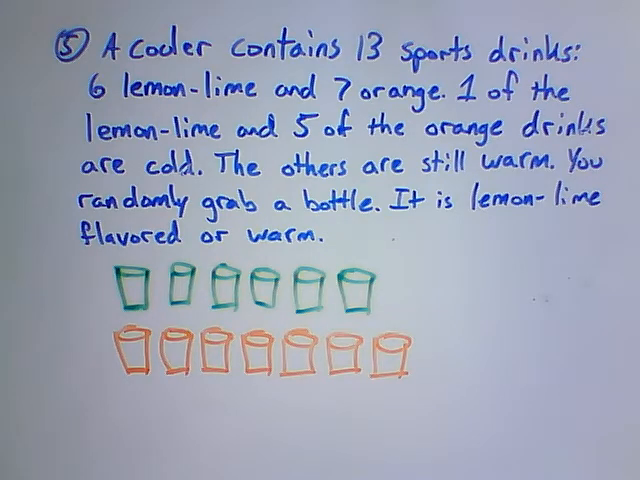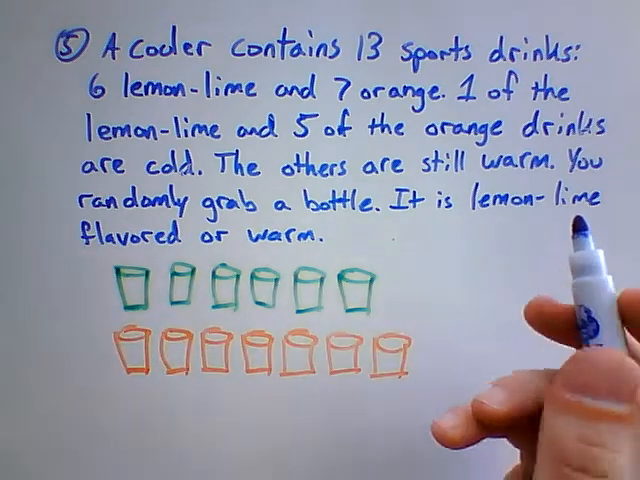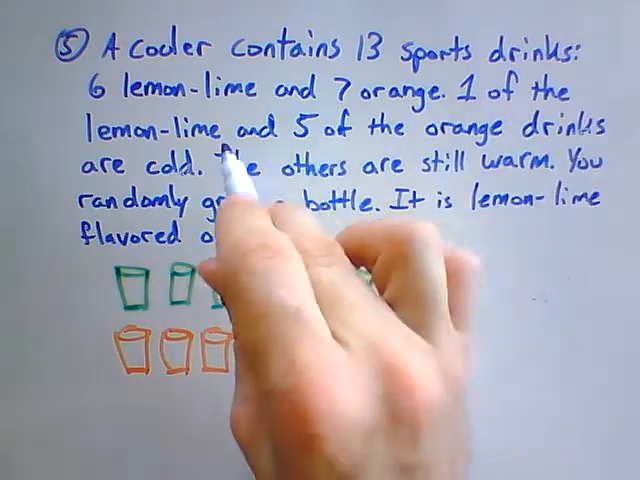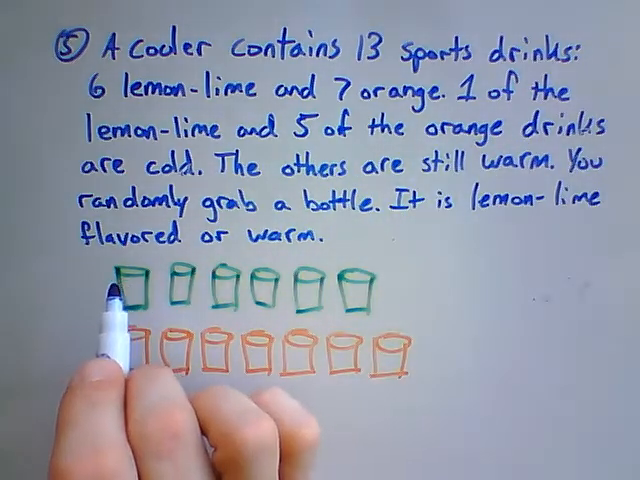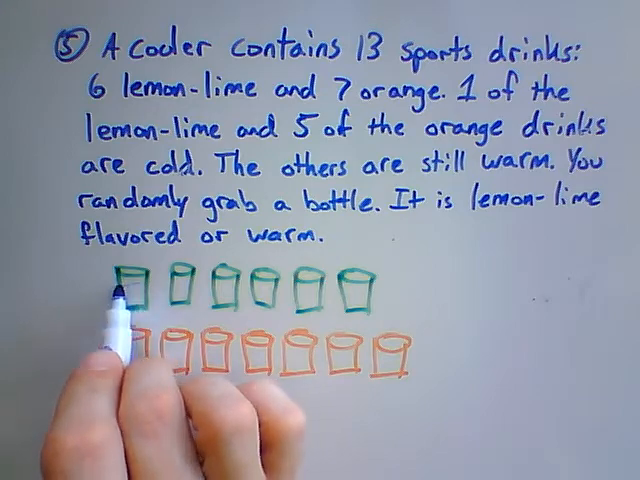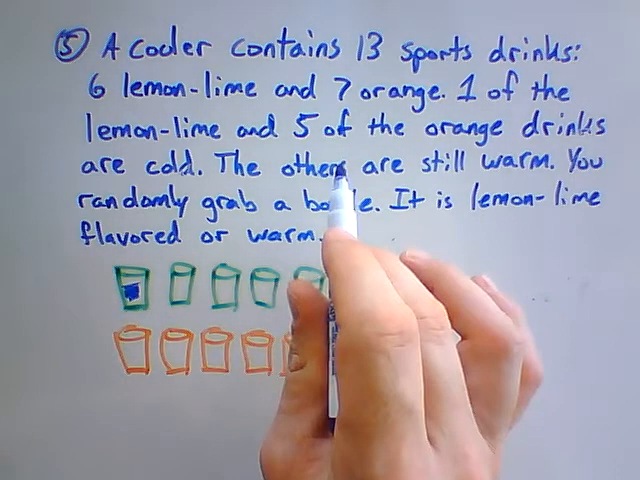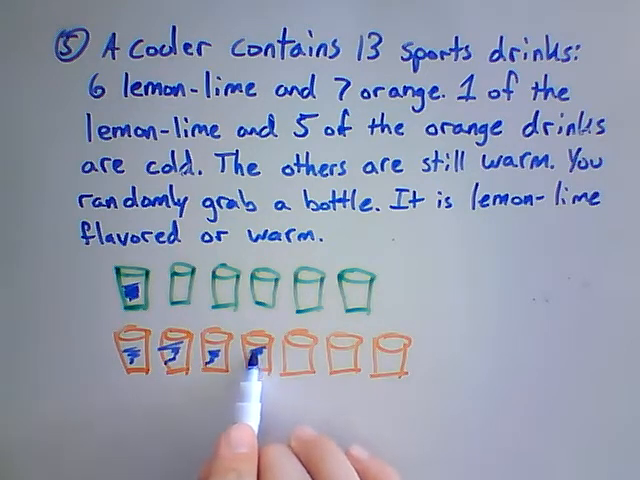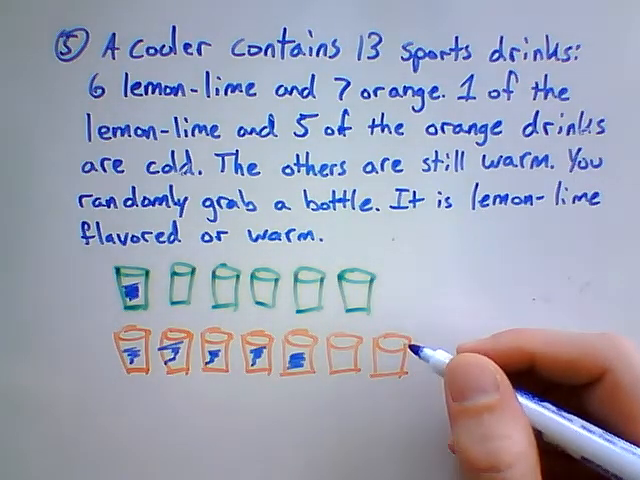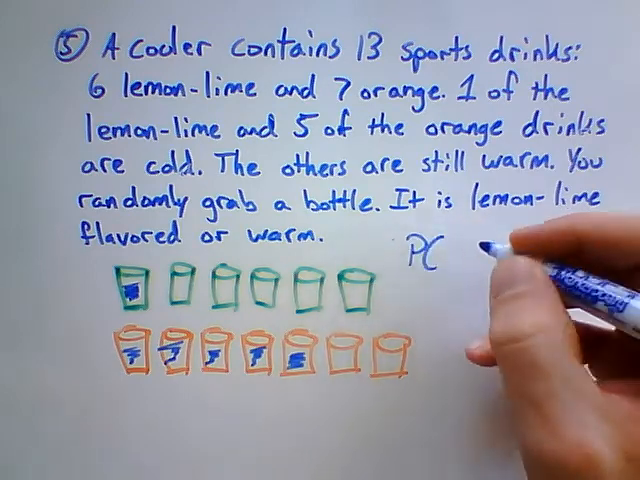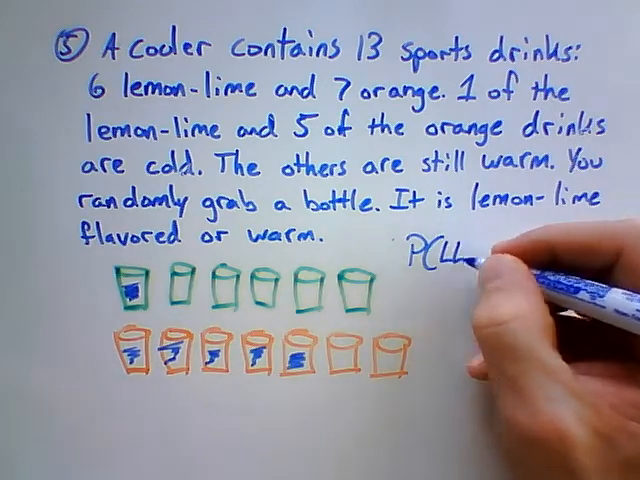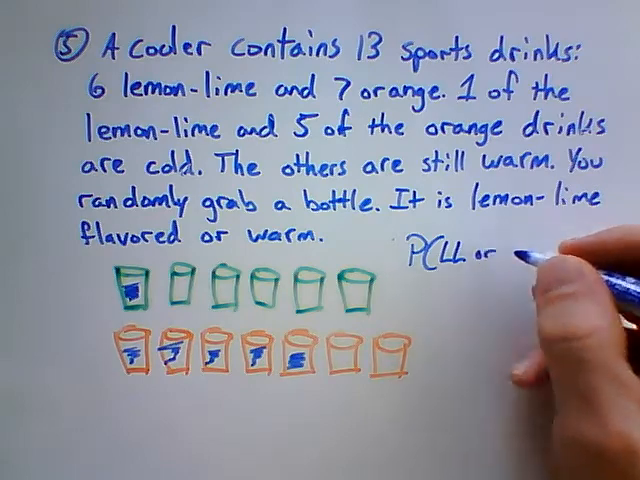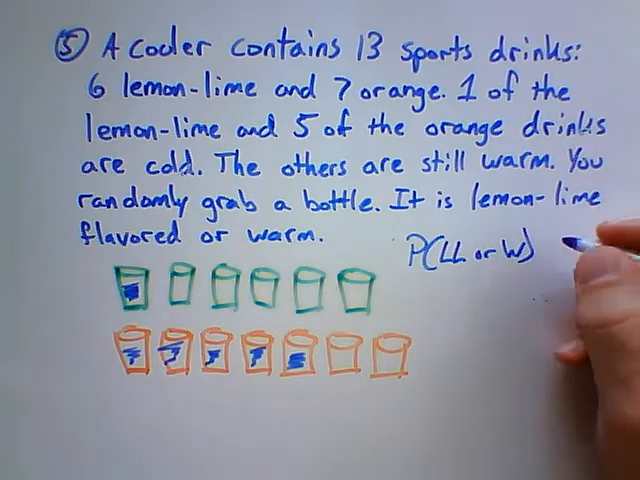We're gonna make blue cold, right? 1 of the lemon lime and 5 of the orange drinks are cold. So 1 lemon lime, he's cold, and 5 of the orange drinks. 1, 2, 3, 4, 5. You could also just do C's and W's and whatnot. All right. So we want lemon lime or warm. So probability of, I'm going to go lemon lime, just double L's, or warm, I'm going to make it a W.